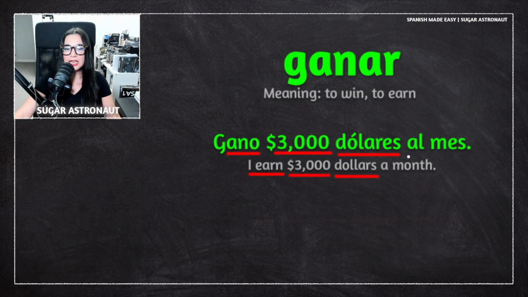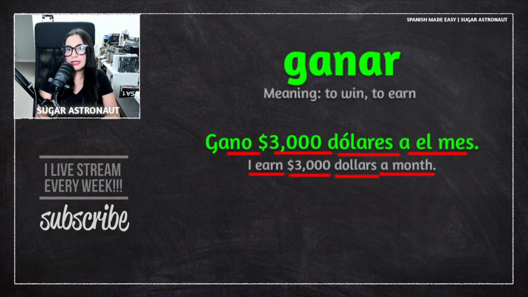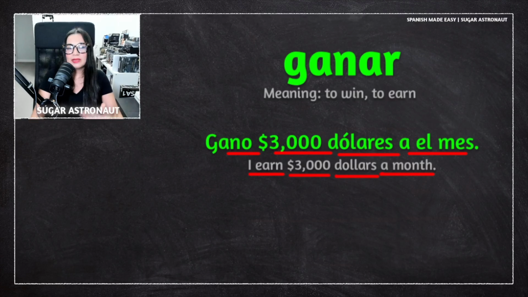$3,000 al mes means per month or a month, okay? So that's the meaning of al mes. Essentially, you're saying a el mes, but we don't have that in Spanish, because month is masculine and it's a noun. So you could use the definite article: el mes de enero, so that means January.